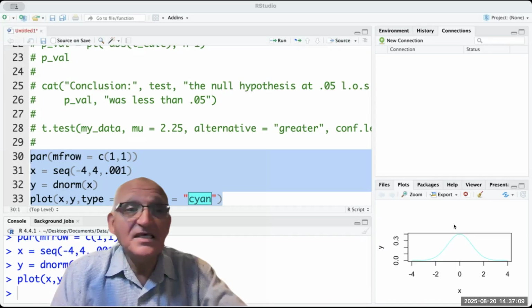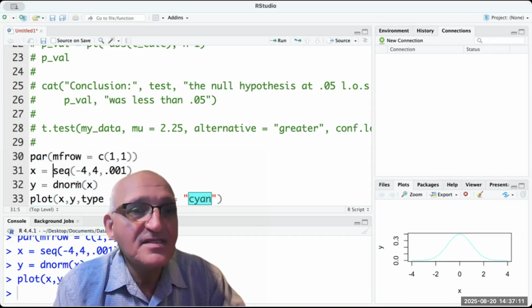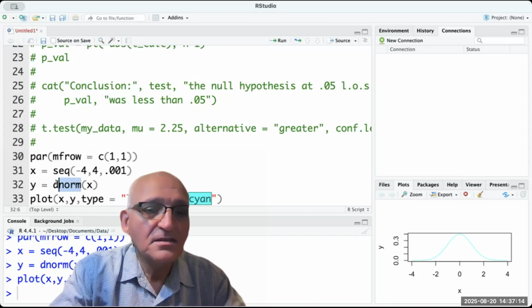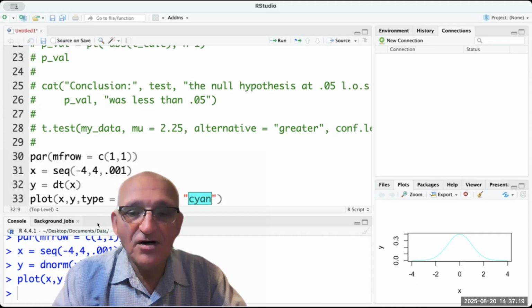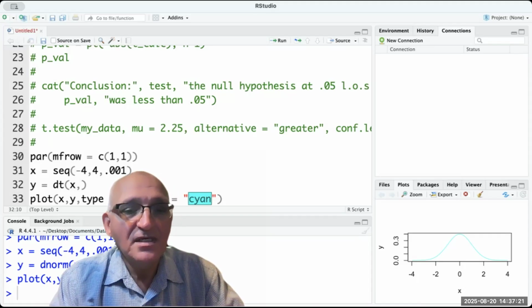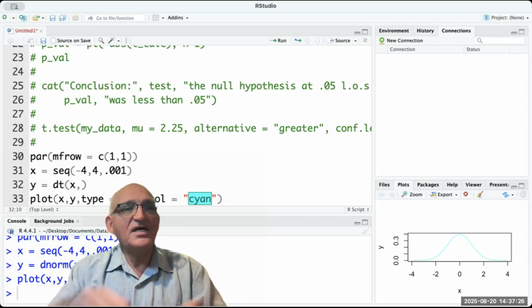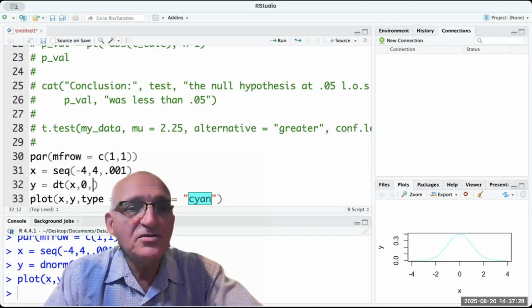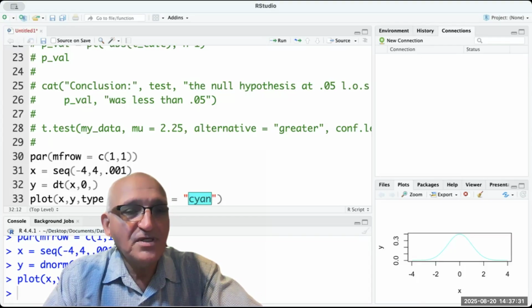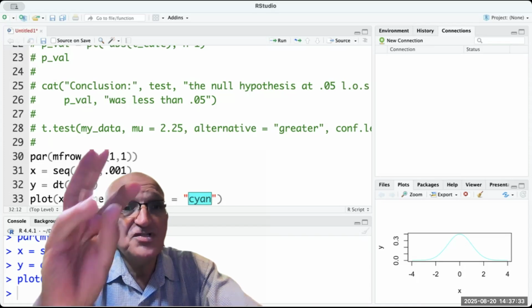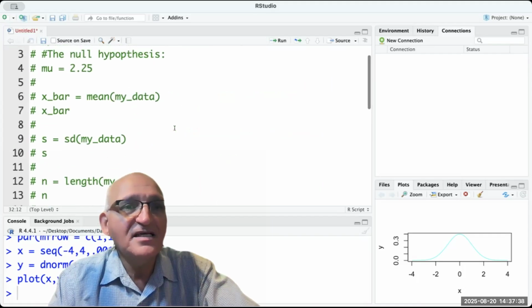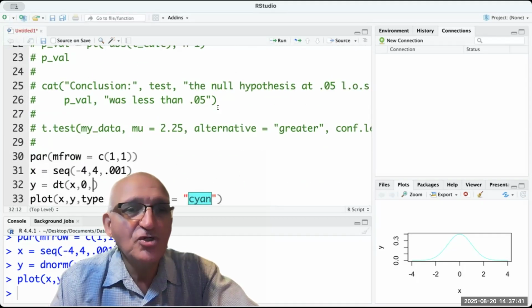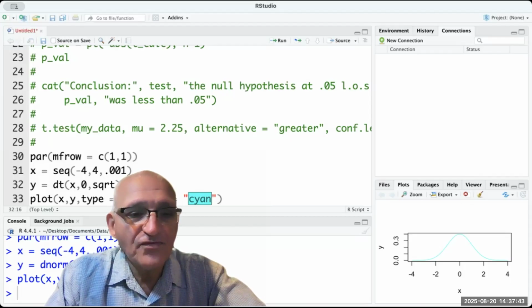I can show the t. So, for example, this is, I say dt, but instead of dt of x, I say x with a mean of 0, yes, but the standard deviation, remember, is the square root of the degrees of freedom over the degrees of freedom minus 2. I had 11 degrees of freedom in this problem, so square root of 11 over 9.